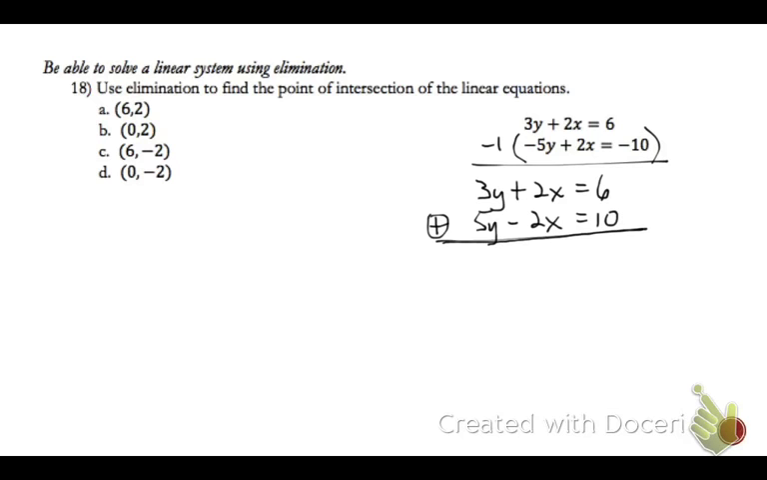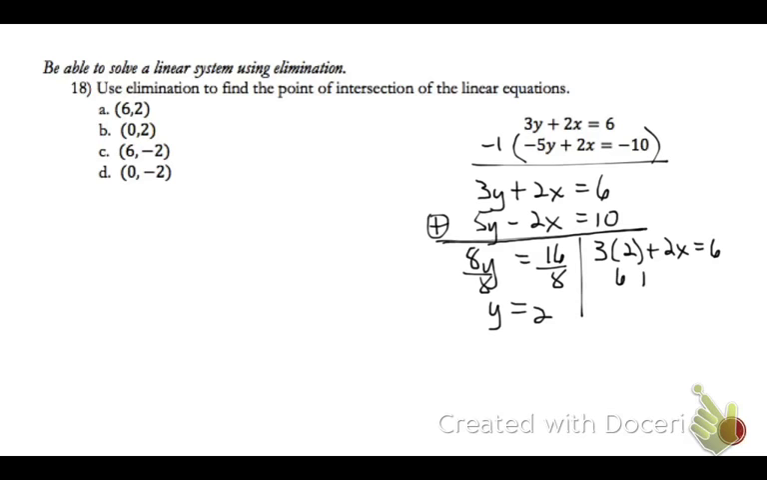So 3y plus 5y will give me 8y. My x's will eliminate. 10 plus 6 is 16. Divide both sides by 8, so y equals 2. Now I'm just going to pick the top equation to plug in 2 for y, and then solve for x.